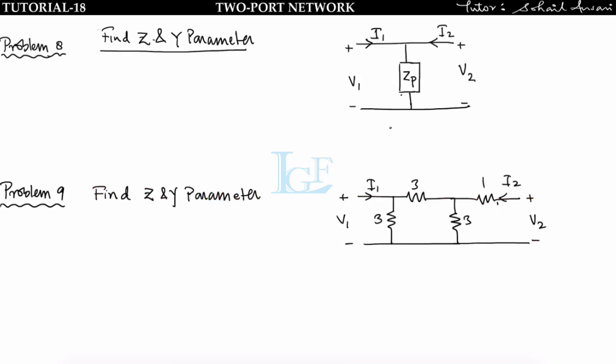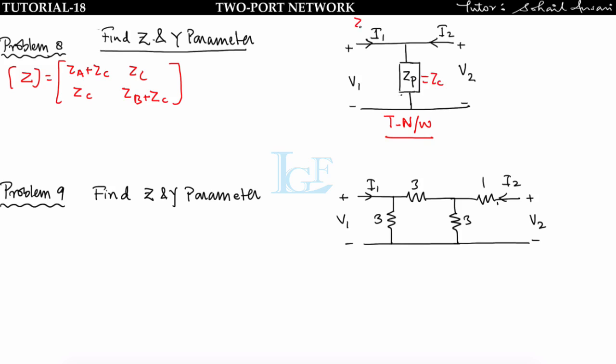Now let us see this. This is a T network, and we have already found the Z parameter of the T network whose Z matrix is given by ZA plus ZC, this is ZC, this is ZC, and this is ZB plus ZC, where ZC is this, ZA is the input here, ZA is equal to 0, and this ZB is short circuited, so ZB is equal to 0. So the Z parameter is given by ZP, ZP, ZP and ZP.